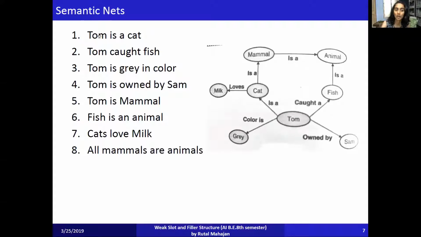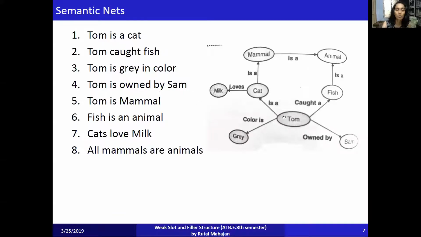Let's see. Tom is a cat. We can see clearly over here, cat and Tom are related with the binary relationship, ISA. We can represent it easily, Tom and cat with relation ISA on this arrow. Tom caught fish. Tom and fish are related with caught relationship. So these two concepts are connected with this arrow using the caught label. Tom is gray in color, meaning Tom and gray, these two entities are connected with relationship color. How are they related? Then Tom's color is gray.